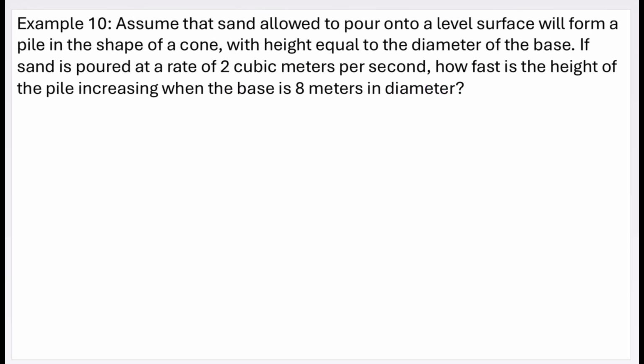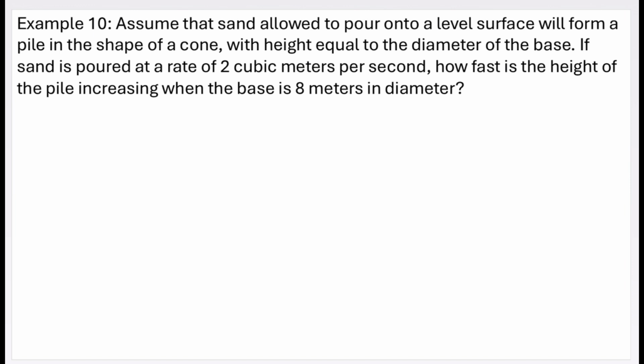All right, so example 10. We assume that sand is allowed to pour onto a level surface to form a pile in the shape of a cone with a height equal to the diameter of the base. If sand is poured at a rate of 2 cubic meters per second, how fast is the height of the pile increasing when the base is 8 meters in diameter? All right, so let's think about this. We have a cone.